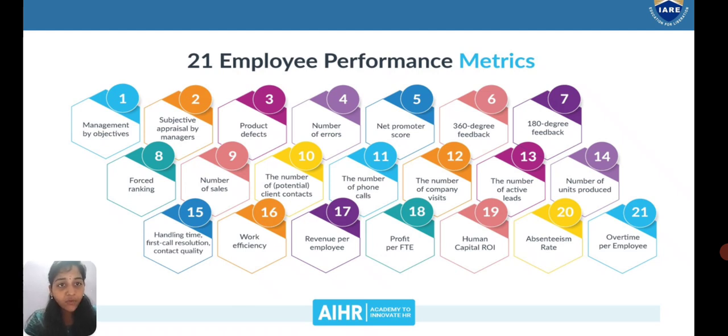And 10th one, the number of potential client contacts. And 11th one is the number of phone calls. And 12th one is the number of company visits. 13th one is the number of active leads. And 14th, the number of units produced. And 15th is the handling time, first call resolution, contact quality. And coming to 16th, work efficiency. 17th, revenue per employee. 18th, profit per FTE. 19th, human capital ROI. 20th, absenteeism rate. And 21st is the overtime per employee. So these are the 21 employee performance metrics, some of the evaluation metrics.